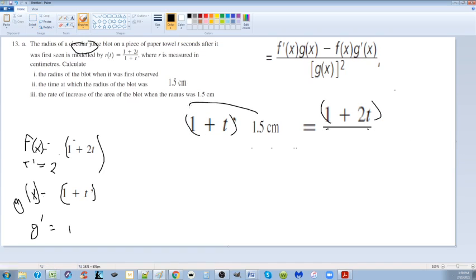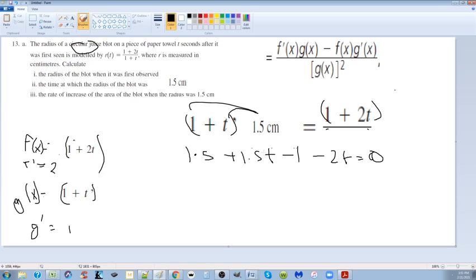I'm going to distribute this through. So I get 1.5 plus 1.5t. And then I'm just going to move everything over here. So I'm going to put minus 1 minus 2t is equal to 0. And actually, I probably should have not put it to the other side. But anyway, I'll show you. Is equal to 0.